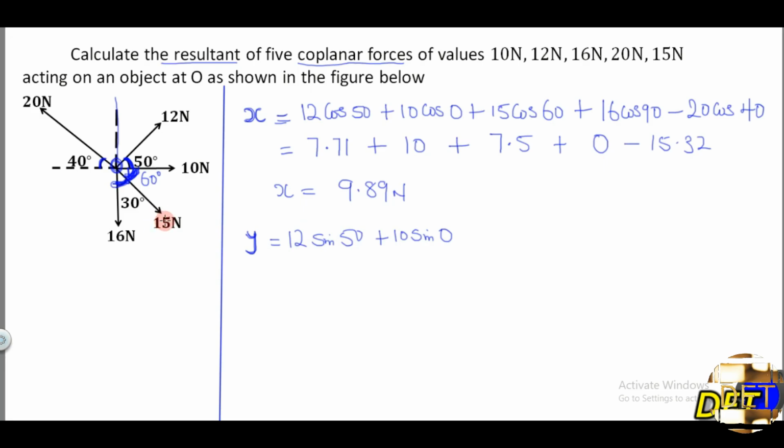So the next force that I have is 15, and this will be minus, because for the vertical component y, anything above this horizontal line is positive, and anything below this horizontal line is negative. That is how it is in a normal graph. You would have 1, 2, 3, 4, 5, 6, and so on, and here you will have -1, -2, -3. So anything above is positive, anything below is negative.